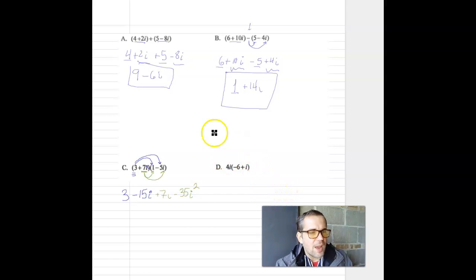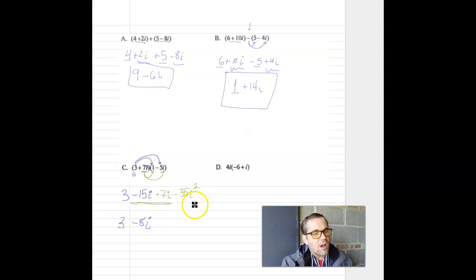Okay, not too shabby. Now I need to go through and look at where my like terms are. These guys are alike, they're both just a single i, and they combine. They're enemies because one's negative and one's positive. They make negative 8i. So I'll have this 3 in my answer. I'll have a negative 8i.